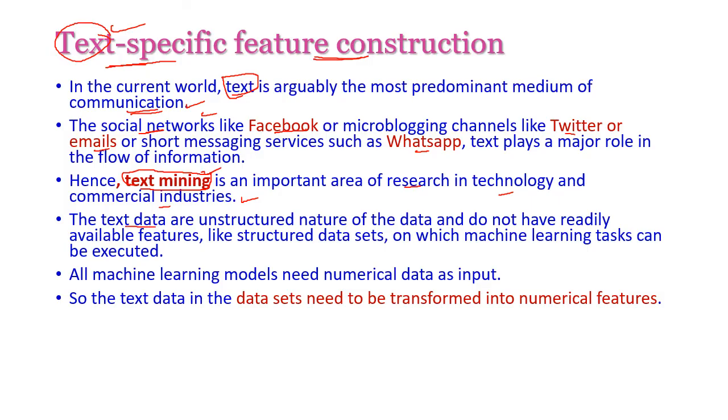The text data are unstructured in nature, and they are not readily available features in the text data. It is not like structured data, but this is unstructured data. But the machine learning algorithm requires only numerical data as input. So the text data in the data set has to be converted into numerical features, then only we can use those data in our machine learning algorithms.